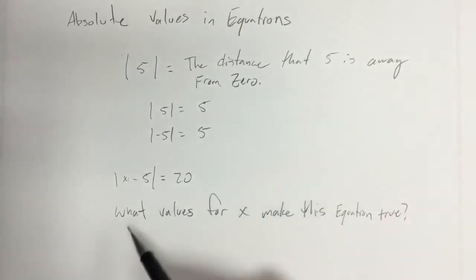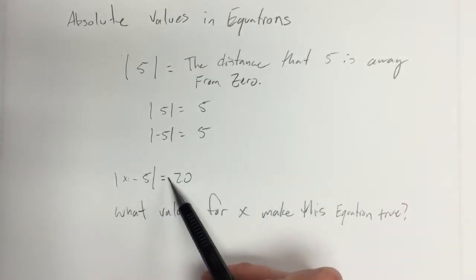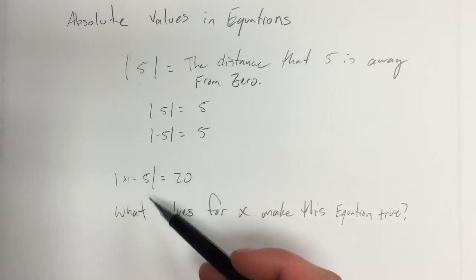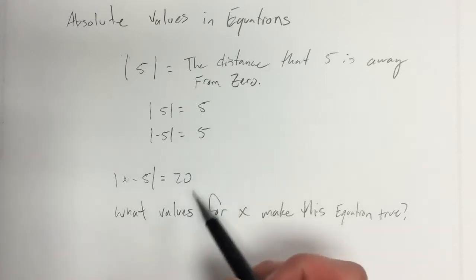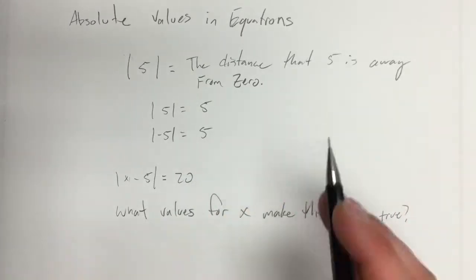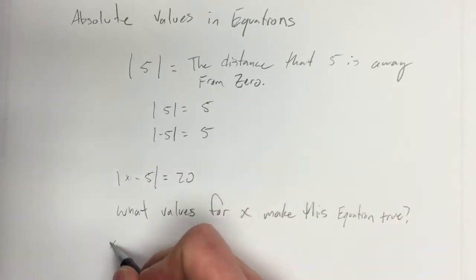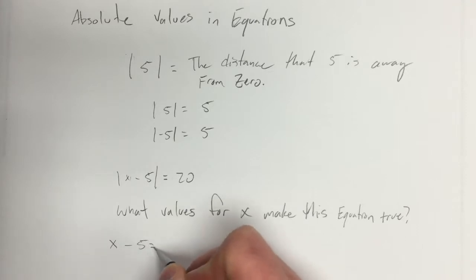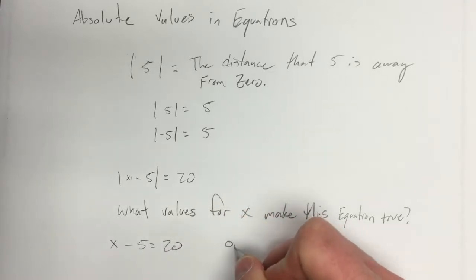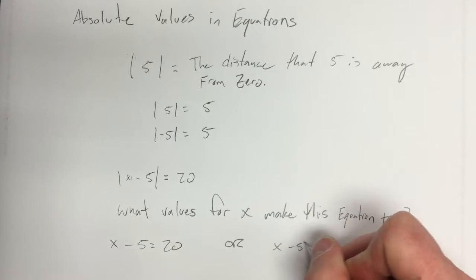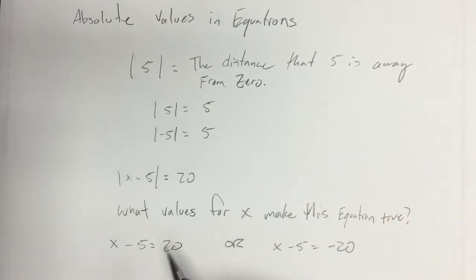We know that x minus 5 could equal -20, okay? Because an absolute value is going to be a positive number, okay? So I know that's a little confusing, so let's work it out. What we're going to do is take away the absolute value symbols and say x minus 5 equals 20, or x minus 5 equals -20. So we're going to put one with a negative and one with a positive value.